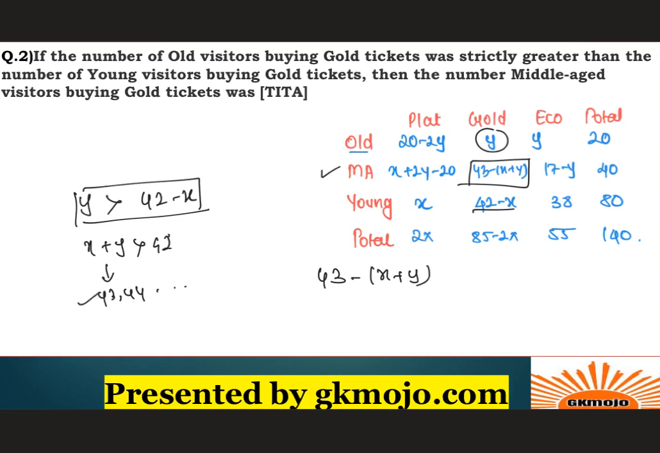So if we place the first value, that is 43, you get 0, right? If we place the second value, which is 44, you will have minus 1. Is it possible to sell negative tickets? It is not possible to sell negative tickets. Hence the correct answer is 0, that is, middle-aged visitors buying the gold ticket was 0.